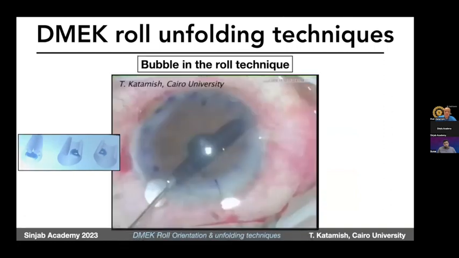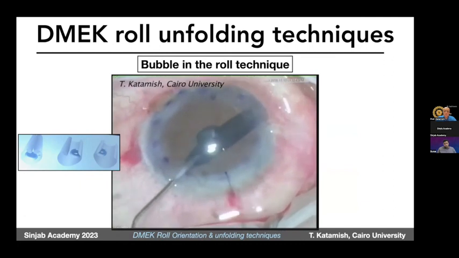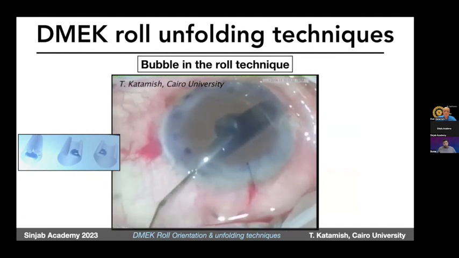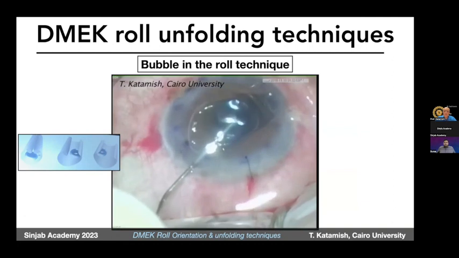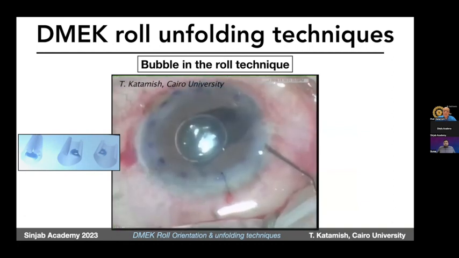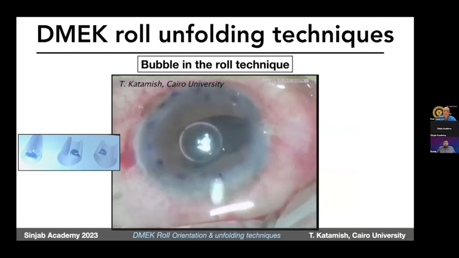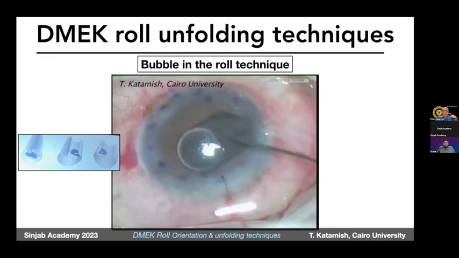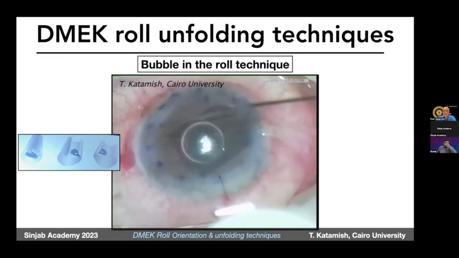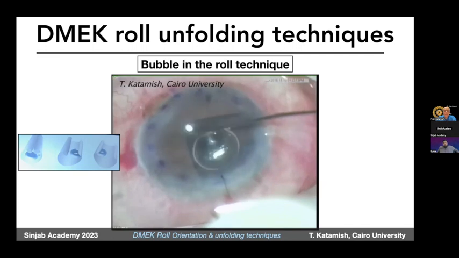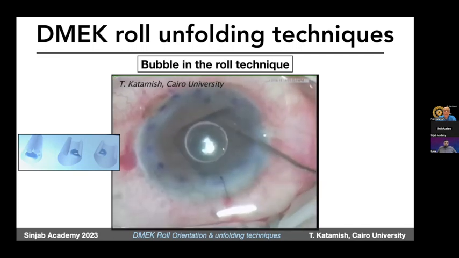Another example: I am injecting a very small bubble in the anterior chamber, inside the roll, and then reform the anterior chamber, and then start manipulating your DMEK graft by moving this bubble up, down, nasal, temporal. You will find that the DMEK graft is completely unfolded.